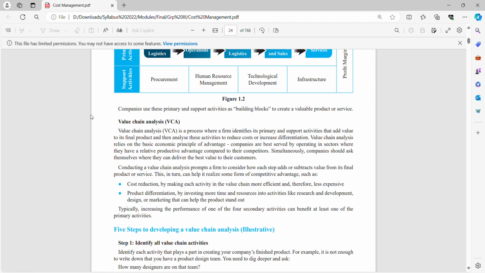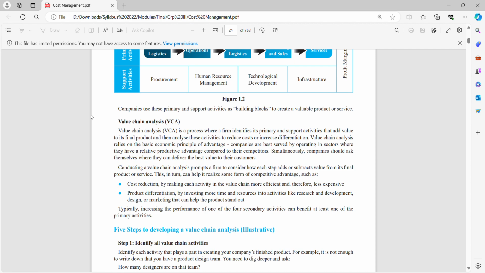So what is value chain analysis? Value chain analysis is a process where we identify that these are my primary activities and these are my supporting or secondary activities that will add value to the final product, and then analyze these activities to reduce cost or increase differentiation. Value chain analysis relies on the basic economic principles of advantage. Companies are best served by operating in sectors where they have a relative productive advantage compared to their competitors. Simultaneously, companies should ask themselves where they can deliver the best value to their customers.